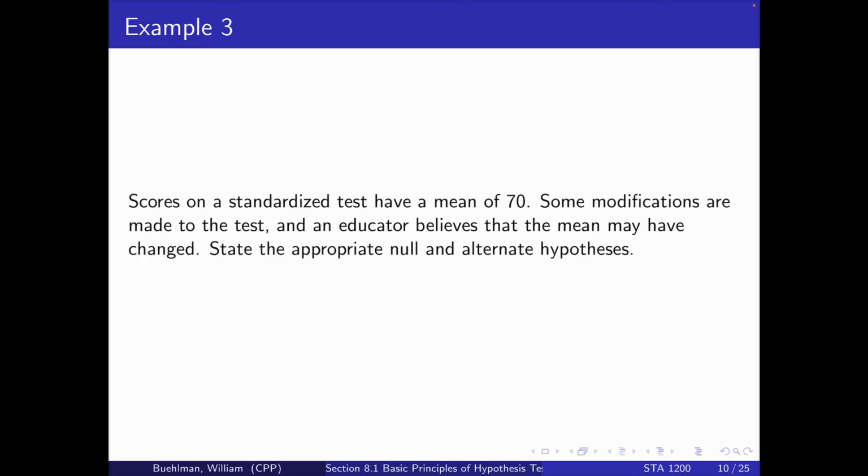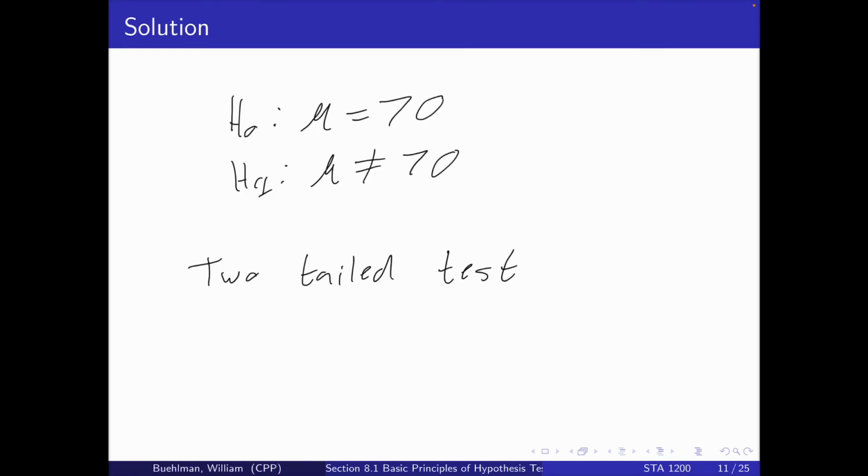Example 3. Scores on a standardized test have a mean of 70. Some modifications are made to the test, and the educator believes that the mean may have changed. State the appropriate null and alternative hypothesis. The null hypothesis is always that we assume things have not changed, so mu is equal to 70. And in this example, it didn't tell us whether the educator thought it increased or decreased. It just said the educator wanted to know if it changed. Therefore, our alternative is not equal to 70. This is an example of a two-tailed test.